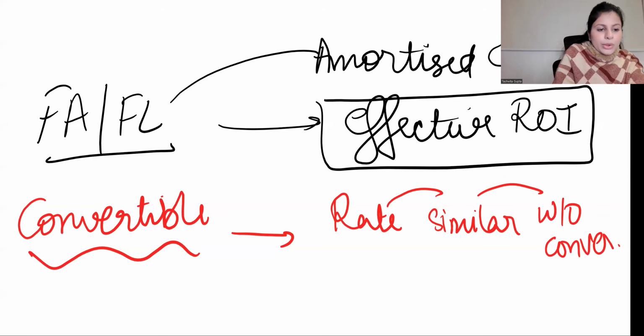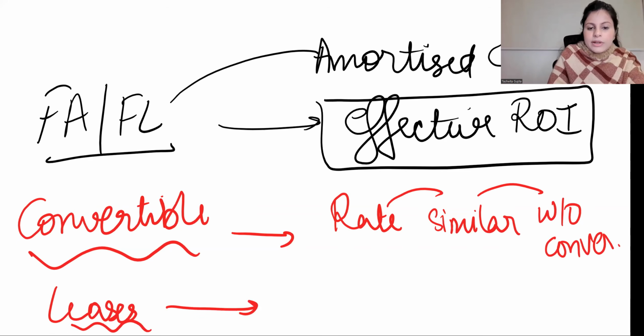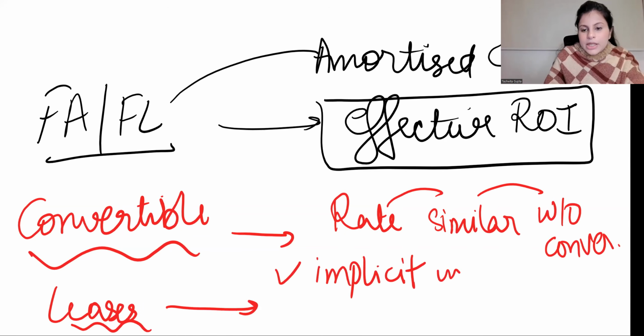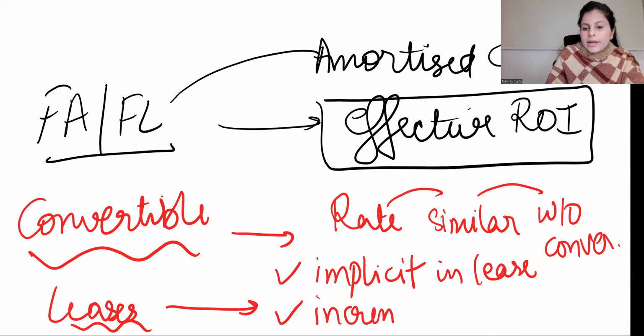And what do you do for leases? Under IFRS 16, you use the rate given in the lease, the rate implicit in the lease. A lease has a contract, there's a rent agreement, so this is written in the lease. Then if that is not available, we use the incremental borrowing rate.